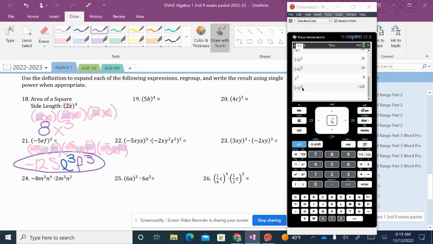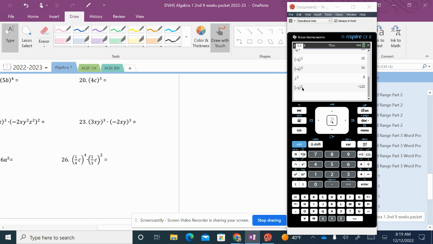Okay. Now, number 22 is the exact same thing. It's a little bit confusing. Let's try number 23, just because I don't have that much space for that. So 3xy to the third power. That means 3xy times 3xy times 3xy. Okay? And then that one's negative 2xy to the third power. So it's going to be times negative 2xy times negative 2xy times negative 2xy.